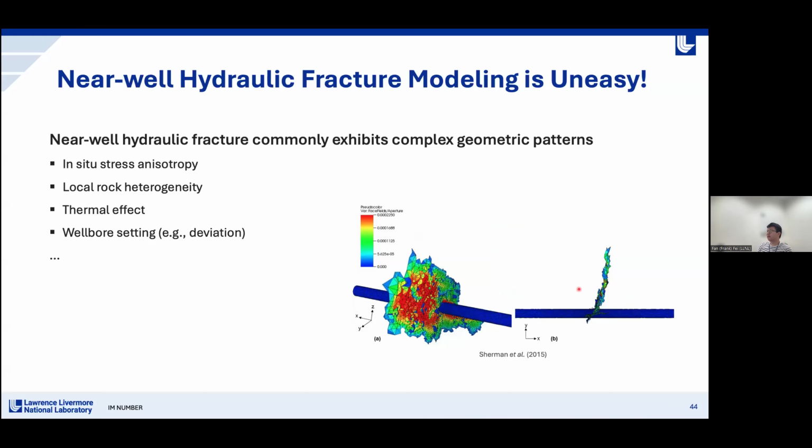One of the standing challenges for hydraulic fracturing is the near wellbore region. The fracture pattern can be way more complex due to a number of factors like the in situ stress, rock heterogeneity, temperature change due to the injection through the well, as well as the wellbore setting, like the wellbore deviation. Because of all this, the phase field can be a good tool to address this near-well fracture complexity.